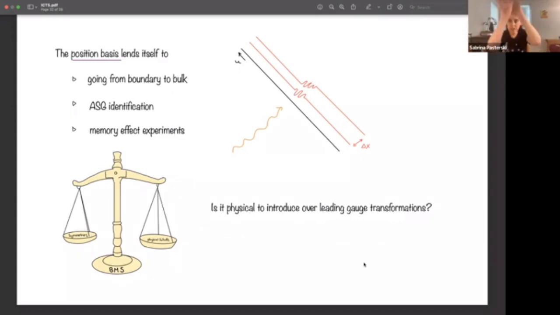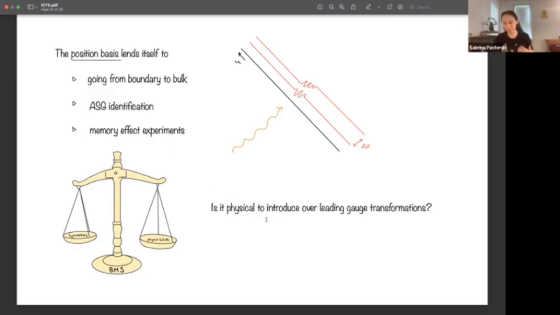Now I want to point out that these different bases for scattering are natural for various reasons. If I look at this U picture, that's what I started from when I talked about the asymptotic phase space of gravity. So it's useful for understanding when I want to go from the bulk to the boundary or vice versa. This picture of recursively solving my equations of motion into the bulk is easier to do in position space. Same for identifying the asymptotic symmetry group, at least for the asymptotic symmetries that I know are good, and the same thing for memory effects.